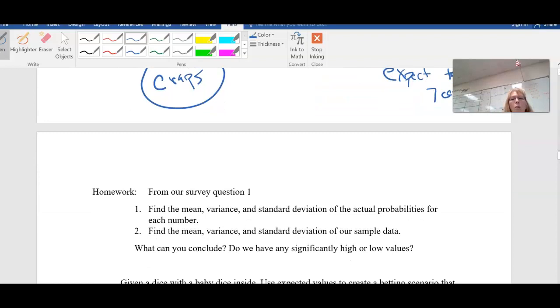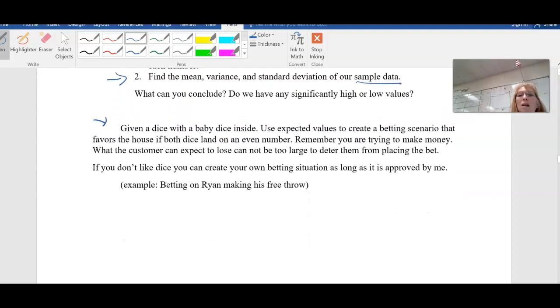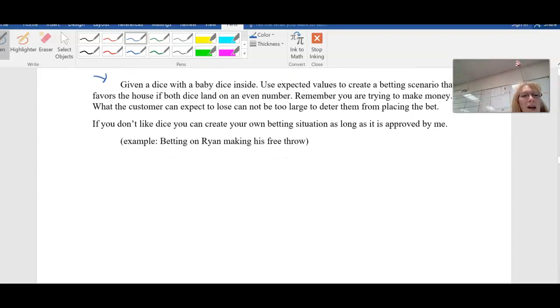All right, now you have homework. You need to find the mean, variance, and standard deviation of the actual probabilities for each number from survey question number 1 of our sample data. So this is what should happen. This is what did happen. What can you conclude? Are we significantly high or low? And then I will give you a baby dice that has a baby dice inside. I'm going to expect you to create a betting scenario, and I chose odd and even numbers. You can choose something else if you clear it with me first. All right, good luck. I hope you do well.